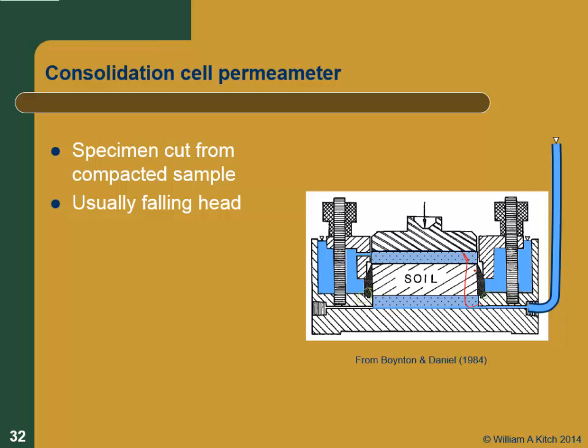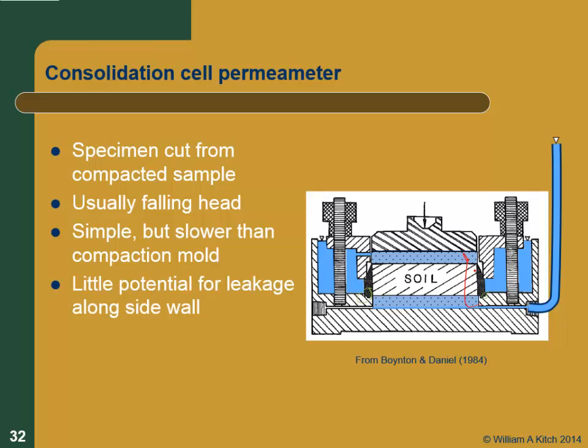These are usually run as falling head tests because they're usually run on low hydraulic conductivity material, so you've got to have a pretty high head to do it. It's simple, but obviously slower than doing the compaction mold test. There's really not an issue with sidewall leakage because you're pressing on the soil, so you've got that problem eliminated.